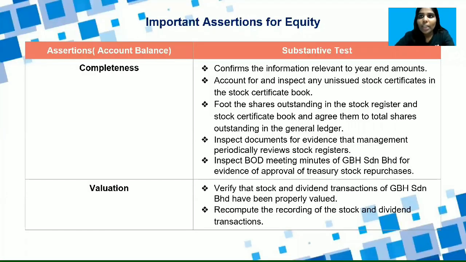So the fourth important assertion for equity is completeness. The assertion about completeness addresses whether all the equity that should have been included in the financial statement has been included or not.